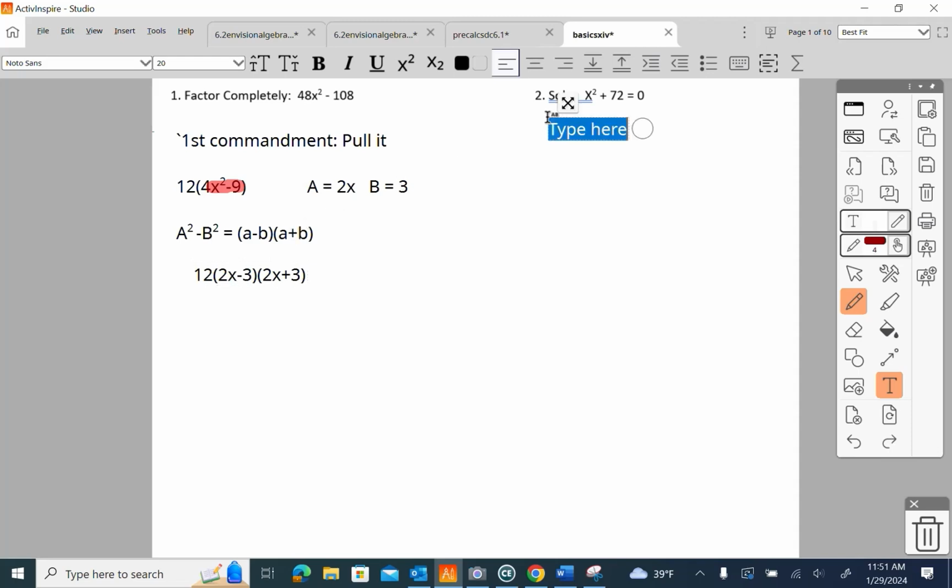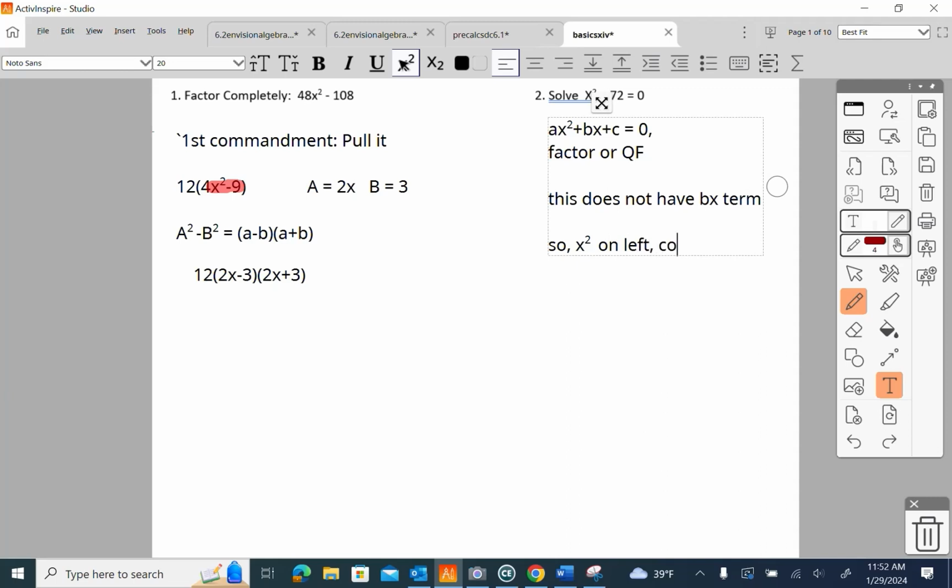All right, number 2 is a quadratic without the b term. You think about ax to the second plus bx plus c equals 0, and what you do is you either factor or you QF it. This does not have the b term. So x squared's on the left, constant on the right, and we use the square root method. Now I'll have to write this out because it's not easy for me to pull up a square root symbol on this thing. But that's the gist of it.